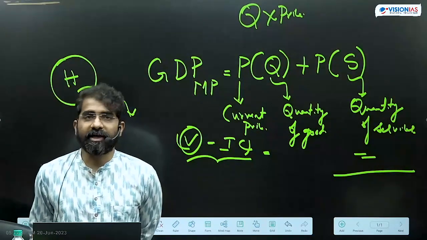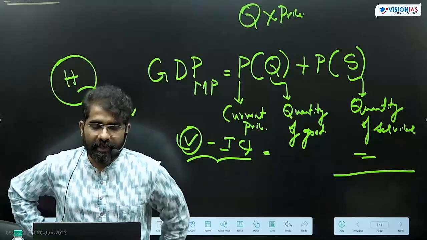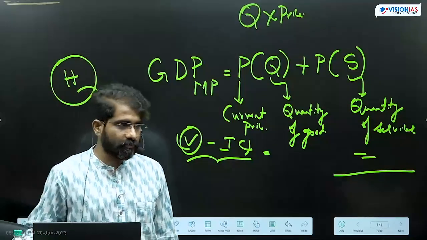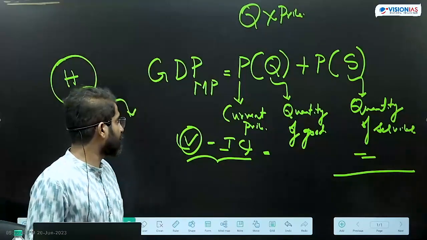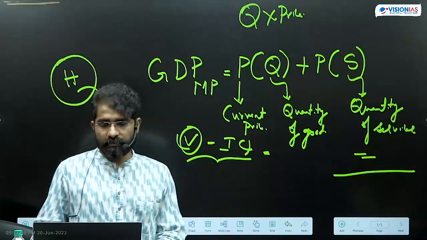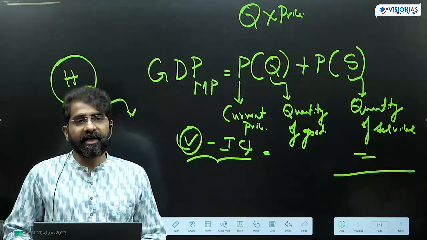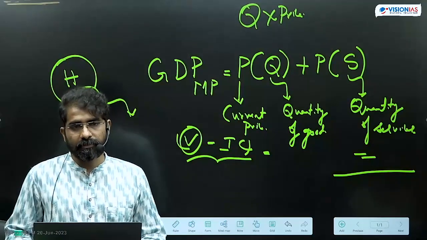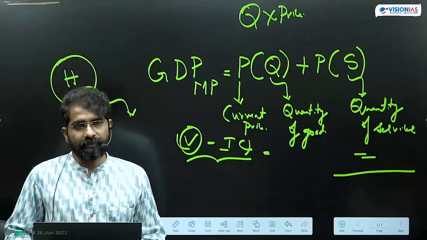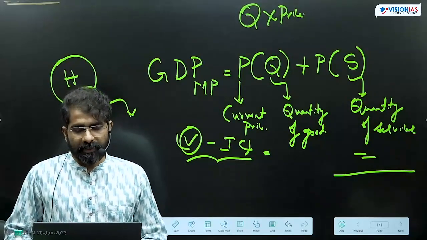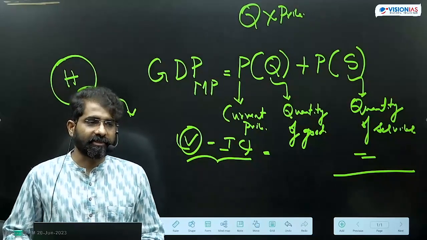Okay. Then write the formula. GDP at market prices is equal to GVA at basic price plus net product taxes.